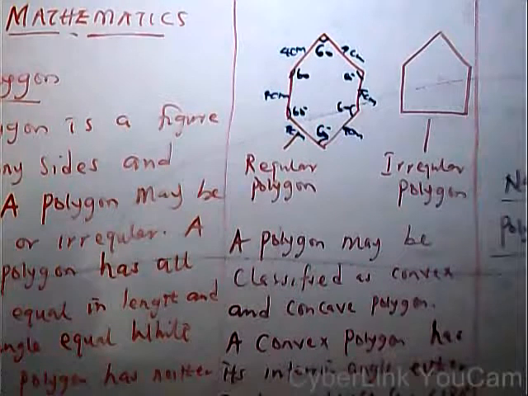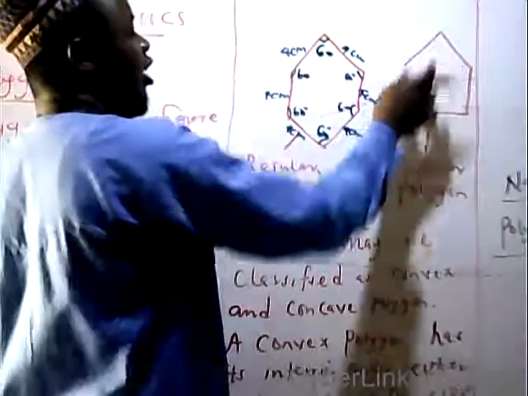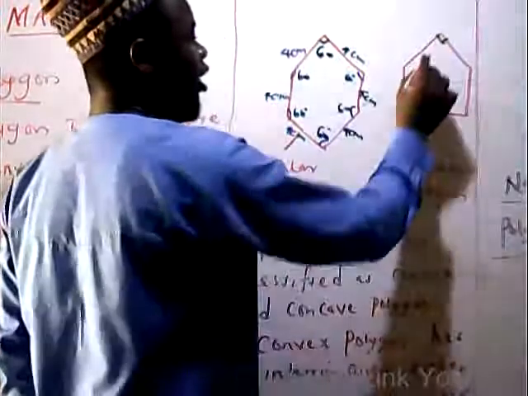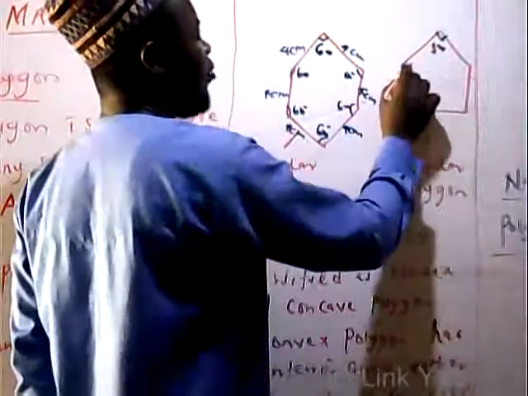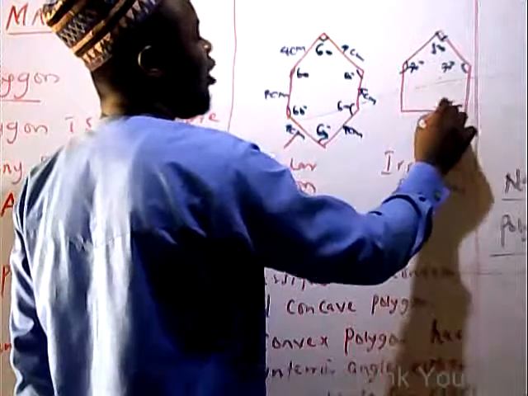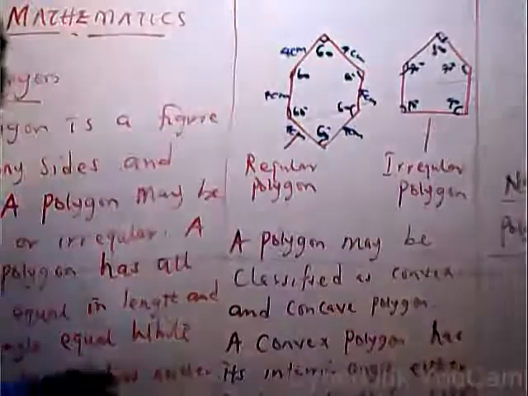While in the case of an irregular polygon, the angles and the sides are not equal. So for the irregular one here, let's say this one is 50, this one can be 70 degrees, this one can be 70 degrees, this one let's say 90 degrees, this one let's say 90 degrees. This one is an irregular polygon.